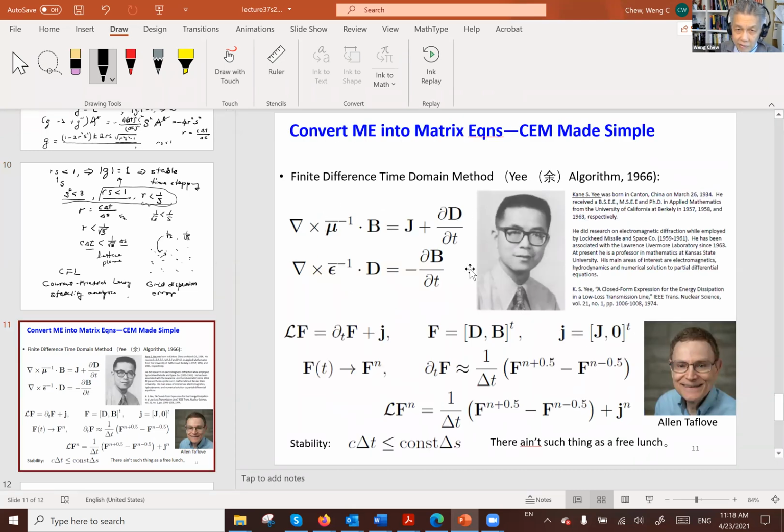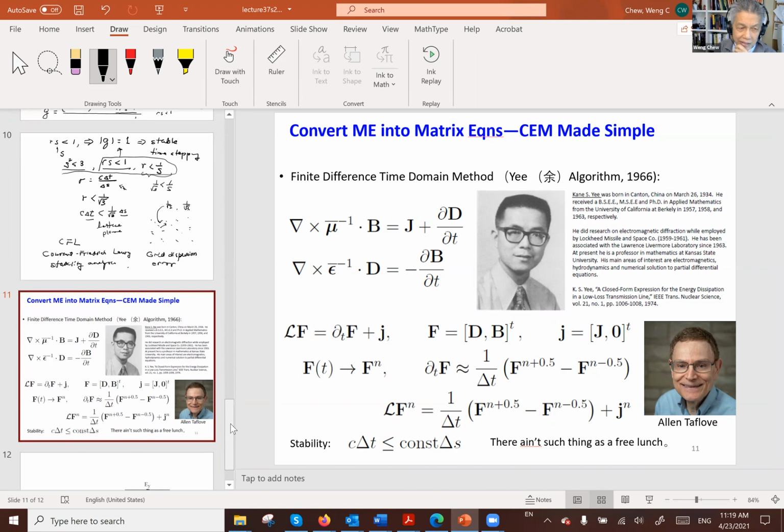The Yee algorithm is a way of applying a finite difference time domain method to approximate the time derivatives as well as the space derivatives. It was proposed by Yee in 1966 and popularized by Allen Taflove of Northwestern University. You can think of it more abstractly as a way of time marching these Maxwell's equations, okay? And it's also described in greater detail in the lecture notes.